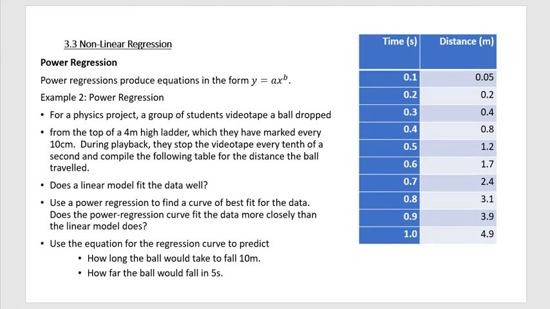Okay, 3.3 again, nonlinear regressions. We're going to take a look at power regressions. We kind of just threw it into the last example right at the end. That's okay. Formally, power regressions produce equations in this form: y equals ax to the exponent b.